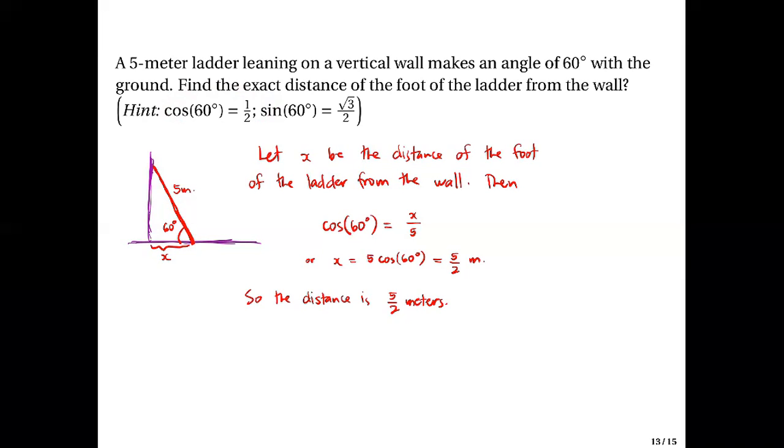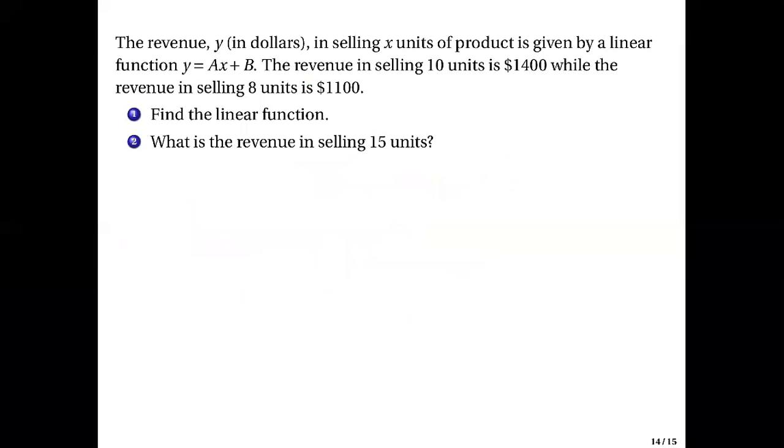Let's move to our next problem here. The revenue, Y, which is in dollars, in selling X units of product is given by a linear function Y equals AX plus B. The revenue in selling 10 units is 1,400, while the revenue in selling 8 units is 1,100. Find the linear function, and then what is the revenue in selling 15 units? Okay?